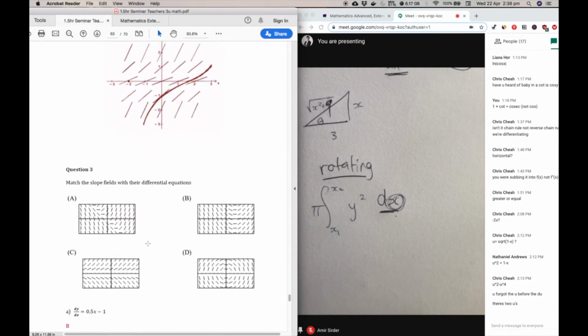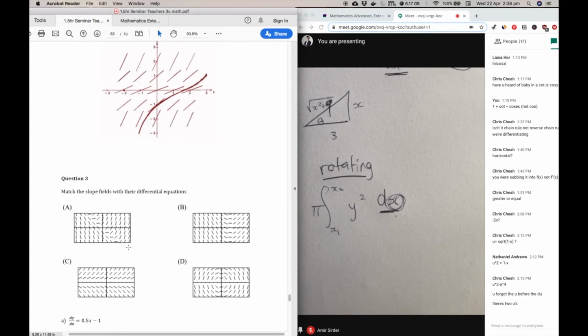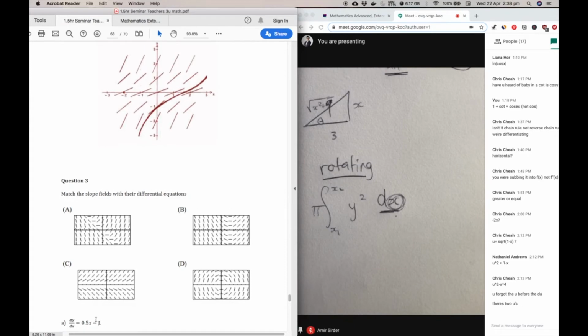Cool, so match the slope fields with their differential equations. You want to practice this. You're probably thinking, how are we supposed to convert this field into this point? And actually, you do the reverse. What you want to do is use this and sub in some values, and see what it starts to look like.